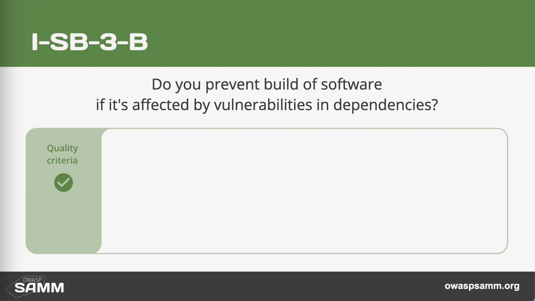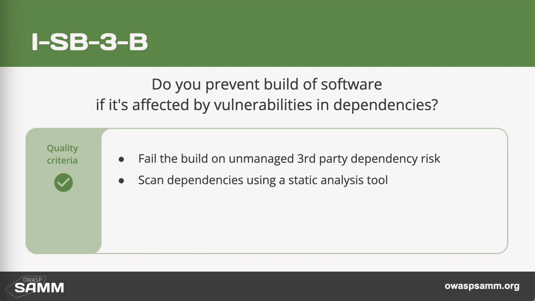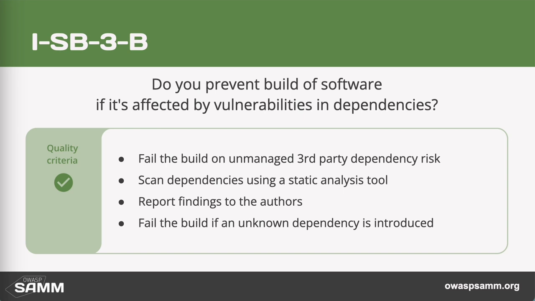At level 3, this is the point where we are going to say, hey, your application contains known vulnerable dependencies, you can't proceed. If a dependency is brought in that hasn't been evaluated, the build should fail. You are using static analysis tools to scan the dependencies themselves, so the code base behind those dependencies. Not only checking the dependencies for known vulnerabilities, but you're also using SAST tools to analyze the code behind those dependencies, of course, if it's open source and if you can access the code. And you report findings to the authors. And you fail the build if a new dependency that hasn't been known is introduced.